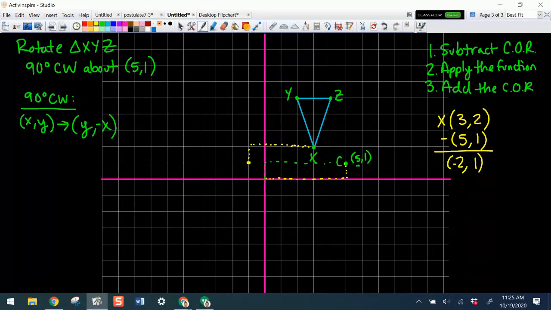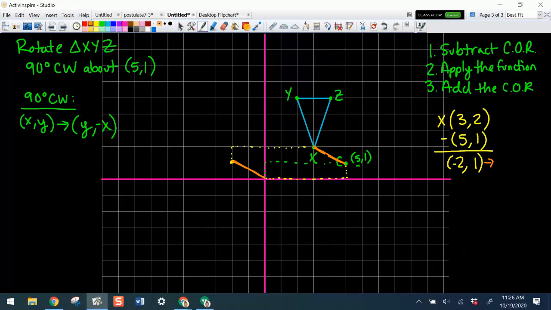Actually, I think I did 4. Looks like I did 4. Let me do one more. Yeah, one more. So I shifted it 5 to the left and 1 down. And notice, I like to point this out, pun intended. Look how far X is from the center of rotation. And we're making our new center of rotation the origin. Look how far it is here. So we're really just mapping it around the origin so we can apply the function.